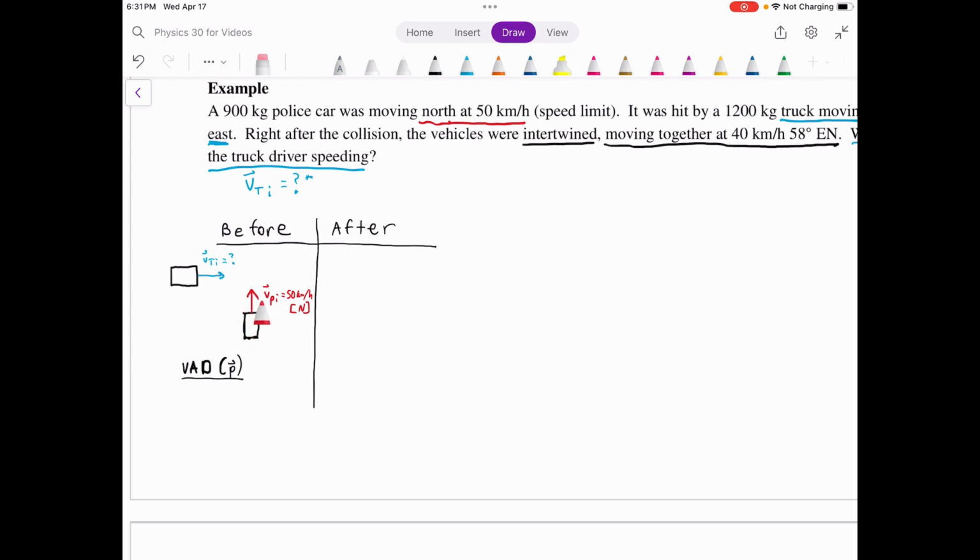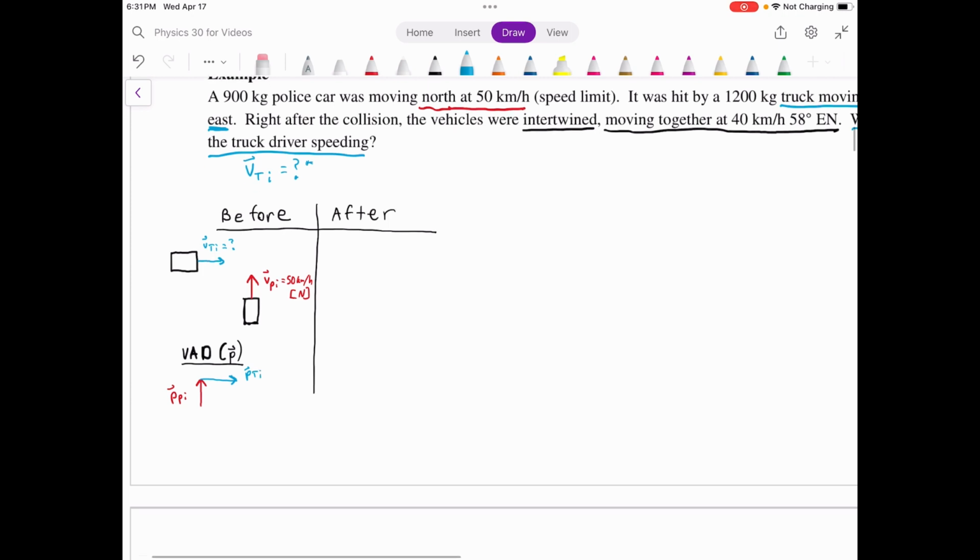So what would the total momentum in this system look like? Well, we've got the police car's momentum. That's straight to the north. So that's going to look something like this. This is the momentum from the police car initial, okay? Now, tip to tail, if I add that to the momentum from the truck initial, right? So tip to tail, we know it's straight to the east. That's the momentum from the truck initially.